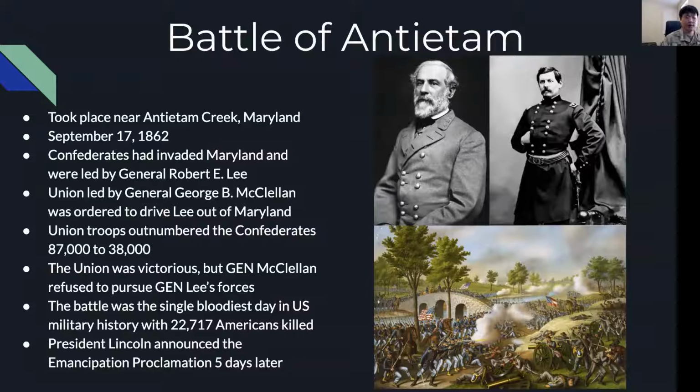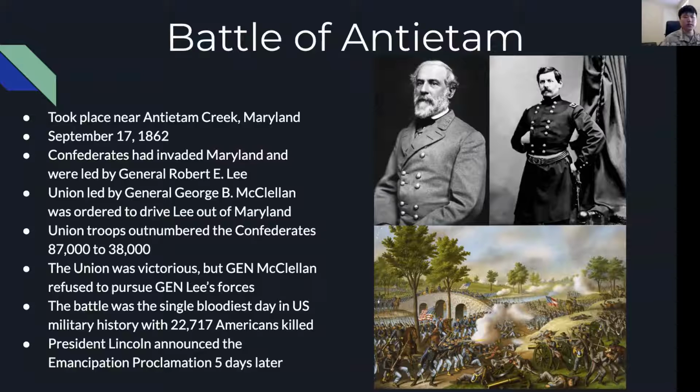And the Union troops actually outnumbered the Confederates, 87,000 to 38,000 troops. So they had the numerical advantage. The North had the numerical advantage during this battle, and that ended up leading them to victory. The Battle of Antietam was a Union win, but the North failed to.